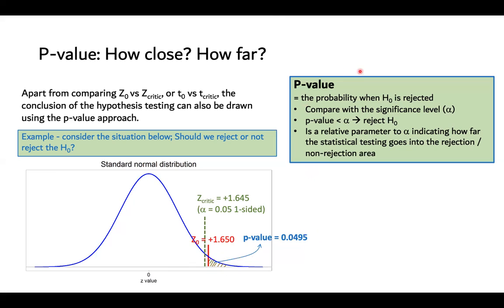Okay, so in summary, the p-value is the probability related to rejecting H0, and we compare it with the significance level. The probability that H null is rejected is around 0.0495. We are usually confident to reject H null if the p-value is less than 0.01. So the p-value is a relative parameter to alpha, indicating how far the statistical test goes into the rejection or non-rejection area.